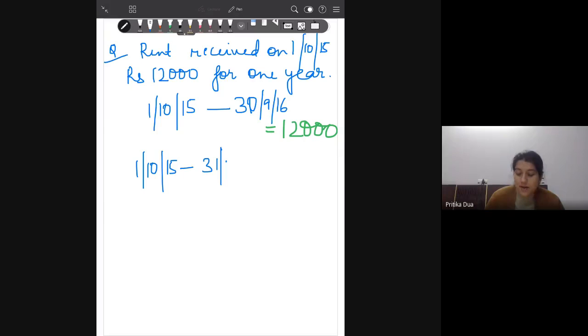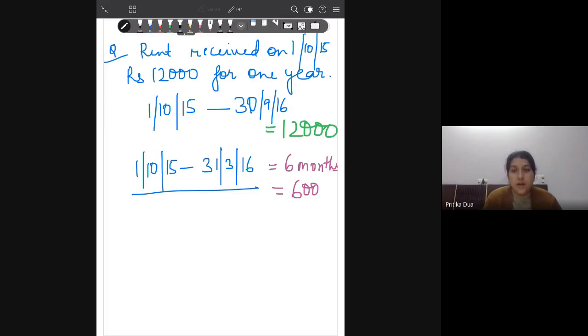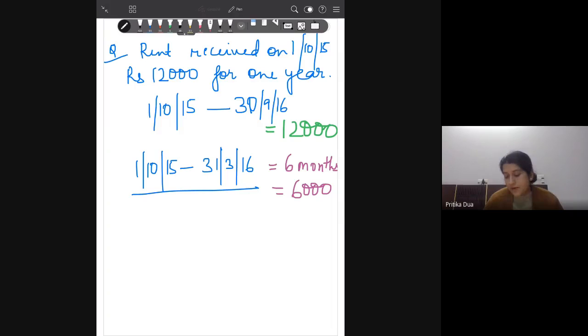these are the relevant months: October, November, December, January, February, March. 6 months of rent is related to this year and 6 months of rent is related to the next year. 6 months of rent comes to 6,000 rupees. So how do you treat the remaining 6,000, which is the unearned income or income received in advance?